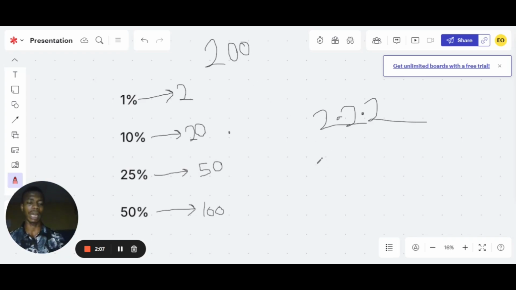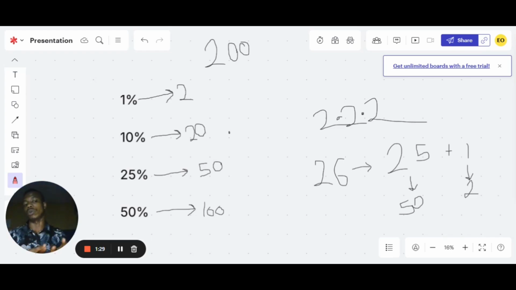For example, let's say we want to calculate 26% of 200. Now, 26 is the same thing as saying 25 plus 1. Do you get the point? If you don't, this is it: 26% of 200 is 25% of 200 plus 1% of 200. So 25% of 200 is what? 50. 1% of 200 is 2. So 26% of 200 is going to be 50 plus 2, which is 52.